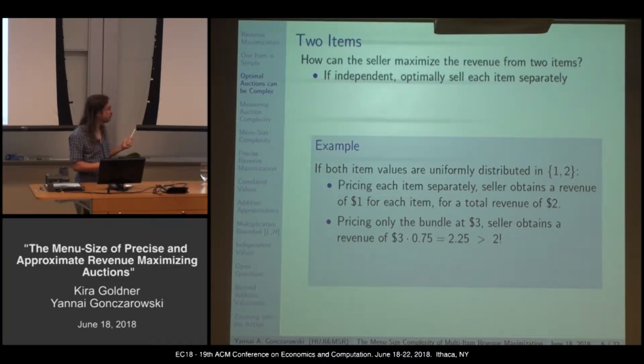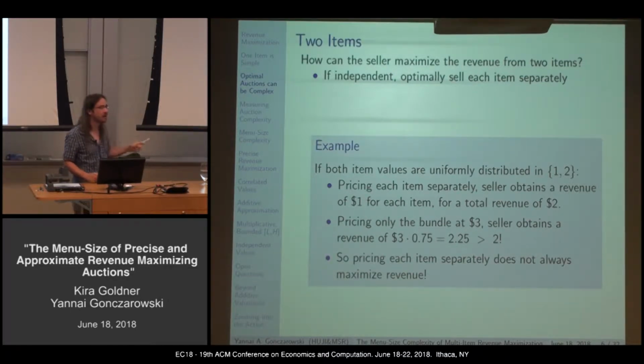Even more than 2 factorial dollars if you're the kind of person from the audience who likes to make these comments. So that's hugely surprising, right? I mean, this means that pricing each item separately, even though everything's additive and independent and quasi-linear and whatnot, selling separately does not always maximize revenue.